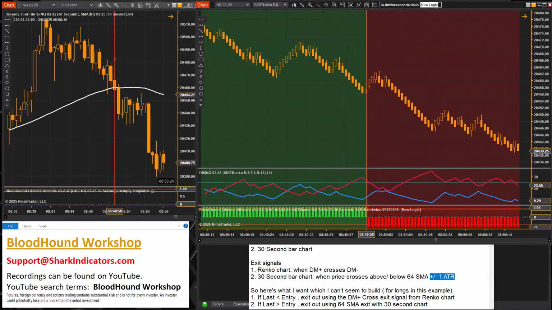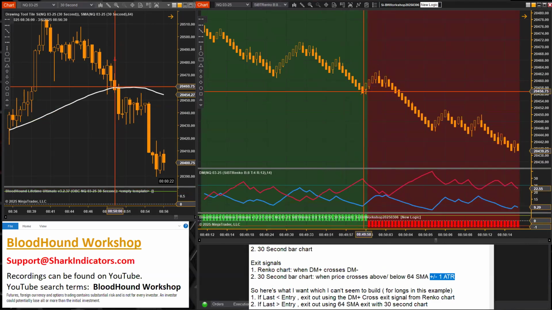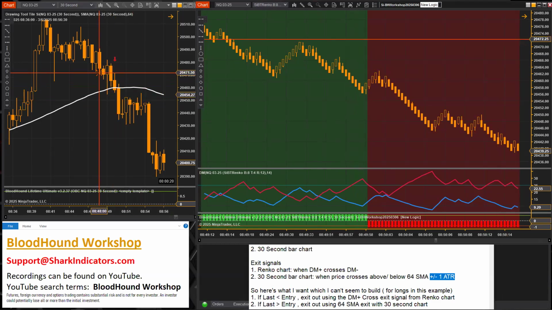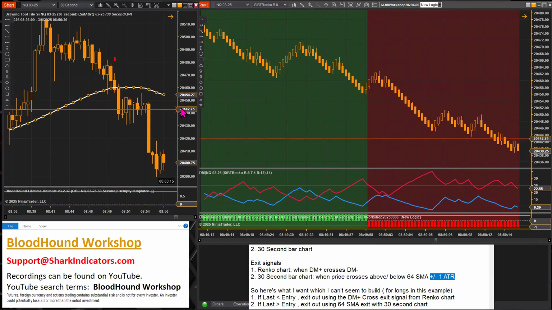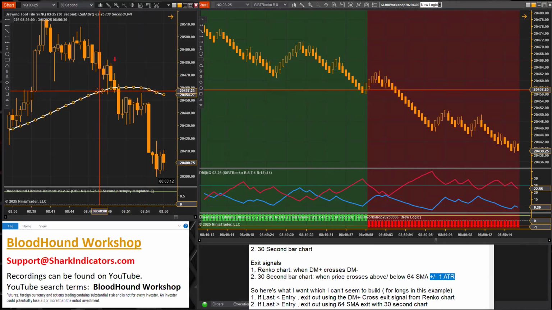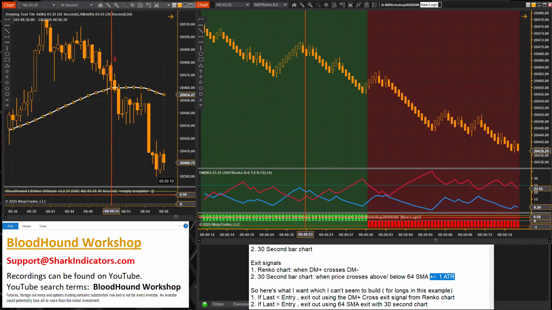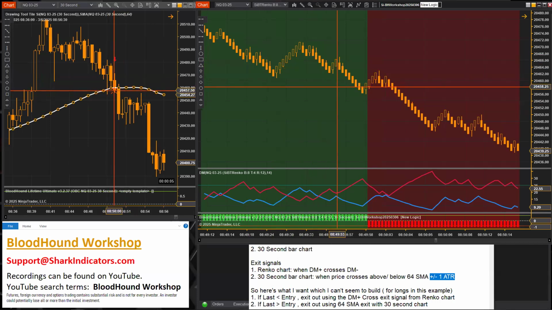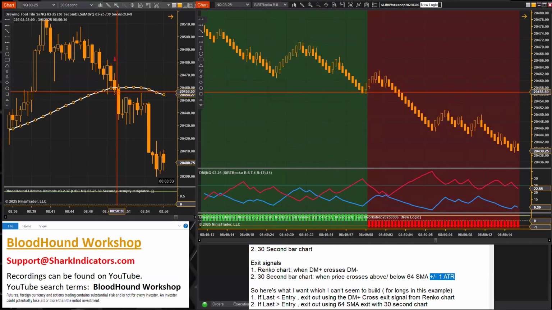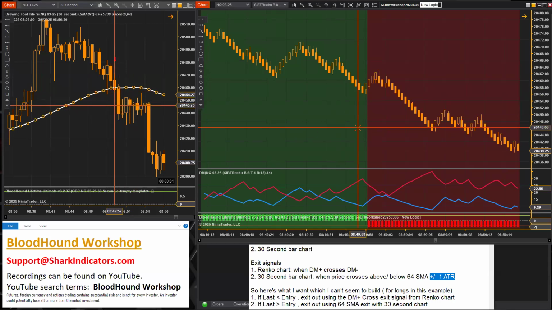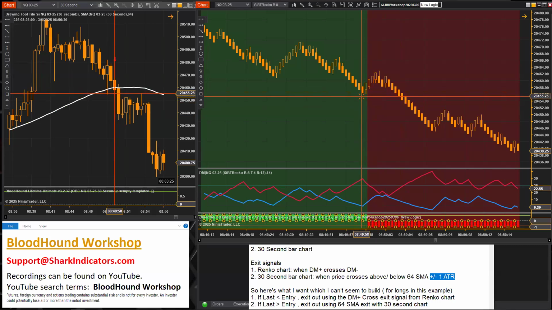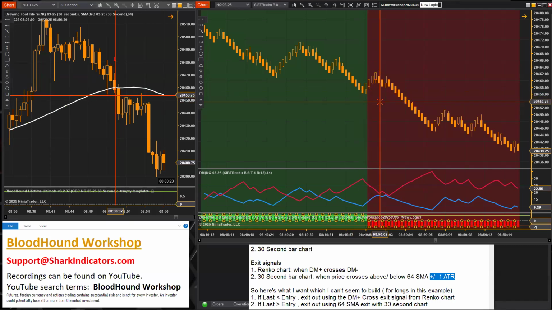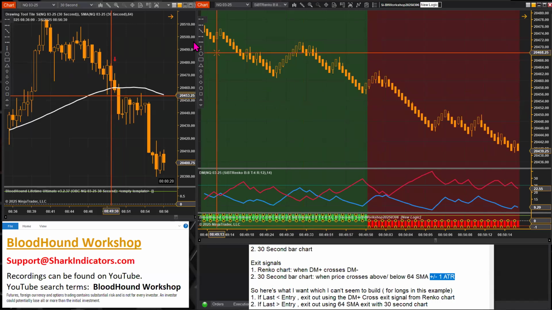So we can see on the Renko chart when the closing price crosses below the SMA here, right? Because when the closing price is above the SMA, we have a long output. And once that closing price crosses below the SMA, and this is on the 30-second chart, then the Bloodhound output switches from a long output to a short output. All right, and so remember, that's what we want here.